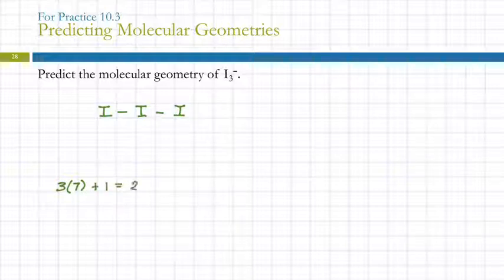So I believe that's what, 22 valence electrons? So we've got 2, 4, 6, 8, 10, 12, 14, 16, 18, 20. Oh, this is weird. I got octets, but I still have another pair of electrons.